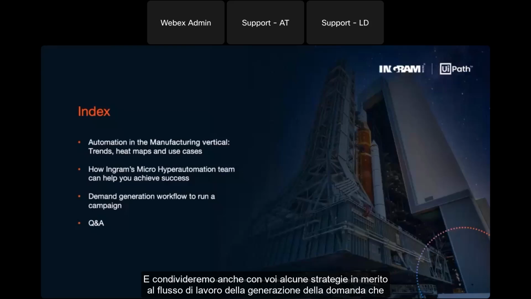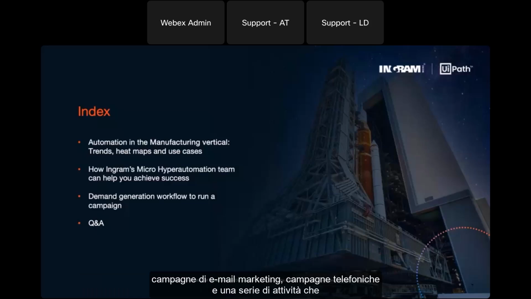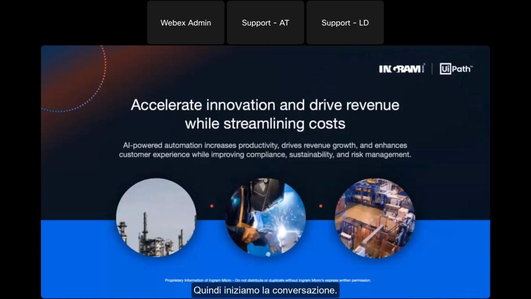We're also going to share with you some strategies around the demand generation workflow that you could run in order to build your campaign, your demand generation strategy with your customers, working with online events, email marketing campaigns, call campaigns, a number of activities that you can build around your demand generation strategy with UiPath. If you have any questions or comments during the presentation, please feel free to share those through the chat window or the Q&A panel. So let's begin with this conversation, right?